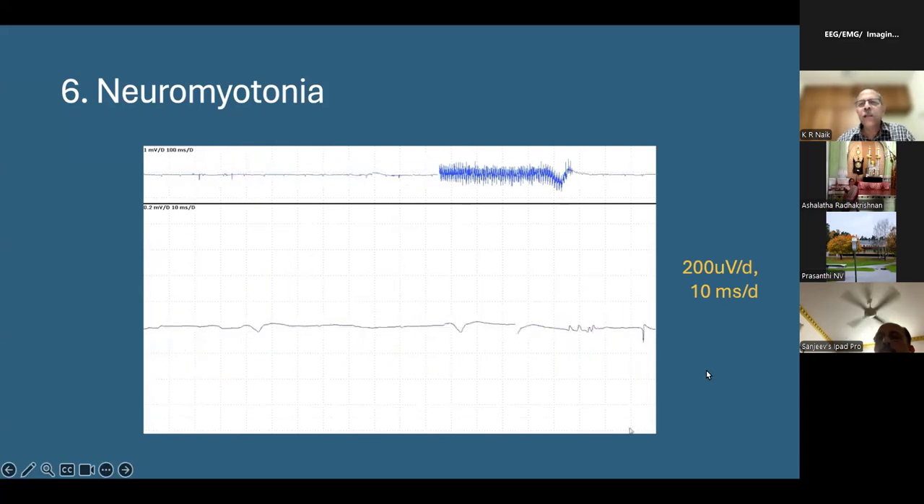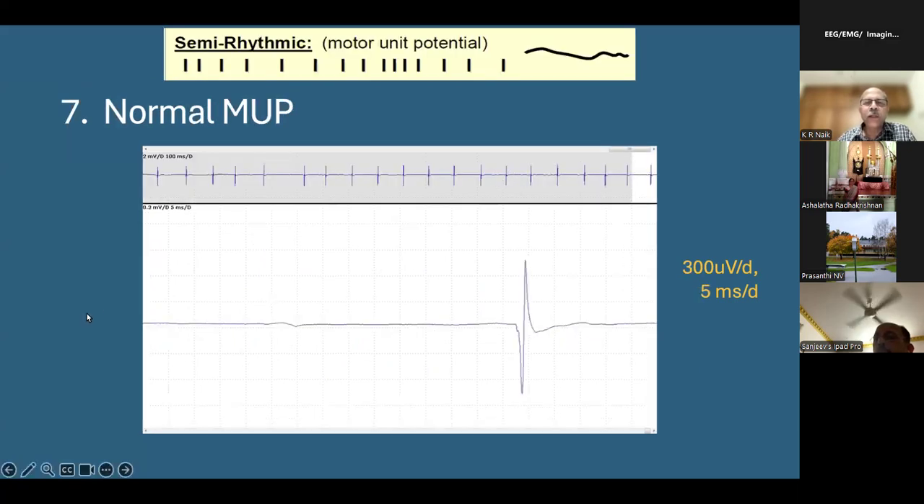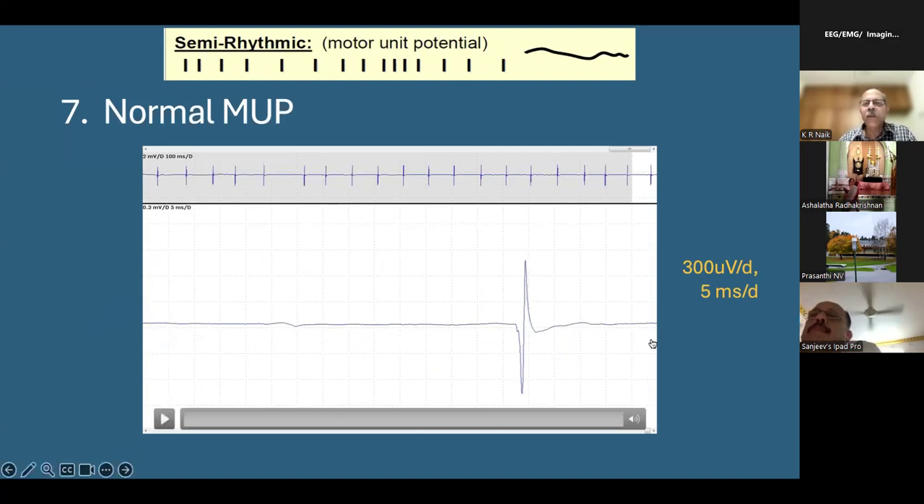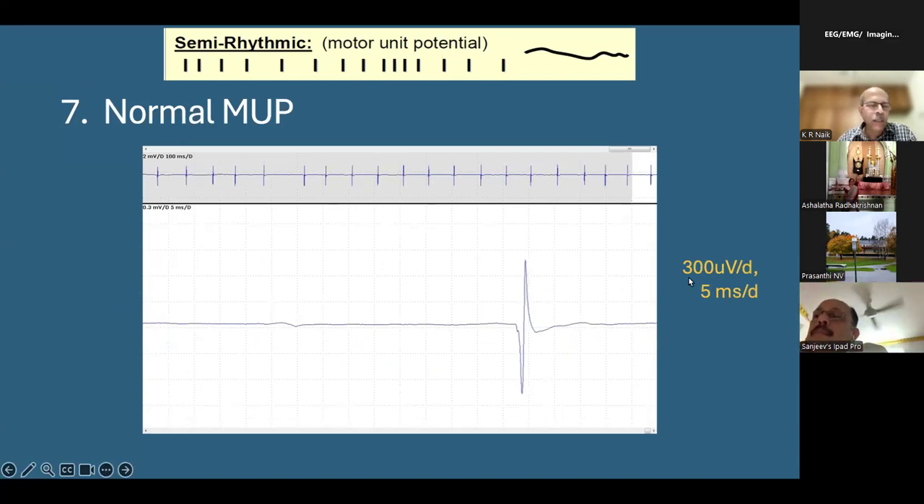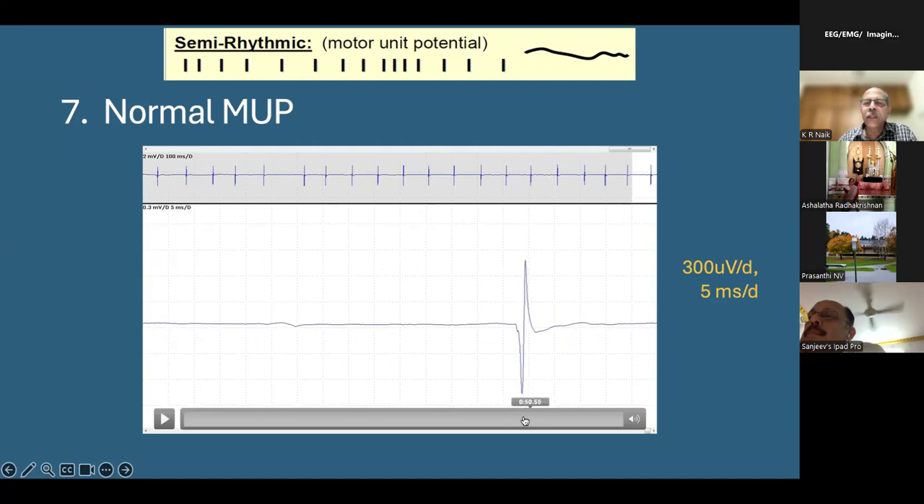Once you hear, you will not be able to forget, and it's quite difficult to record this unless you keep the recording on in the screen. This is normal MUAP. When you look at this, we have this signal recorded at 5 milliseconds per division, 300 microvolts per division. So this amplitude is 1, 2, 3, 4, 5, 5 divisions, 1.5 millivolts is the amplitude of the MUAP. Duration is around 8 milliseconds.